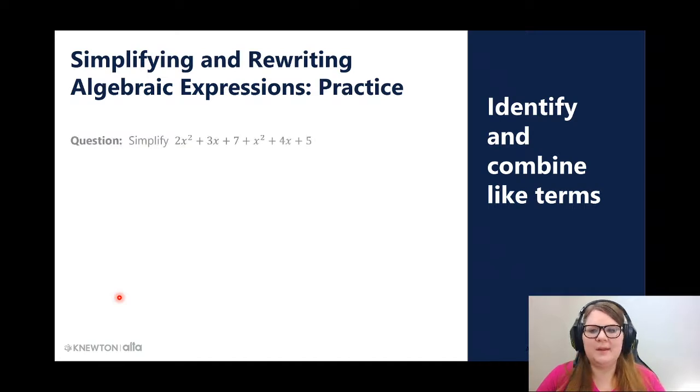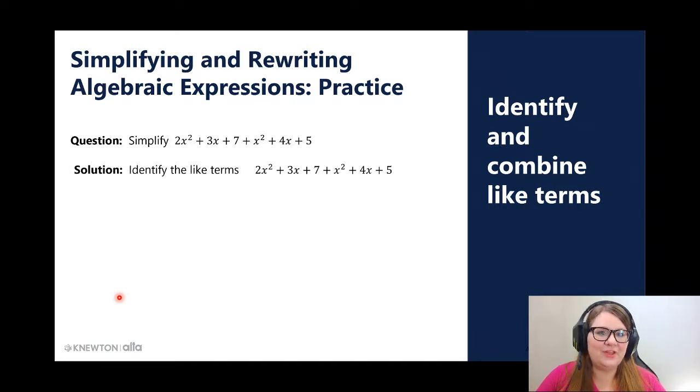So, practice problem. We want to simplify 2x squared plus 3x plus 7 plus x squared plus 4x plus 5. Okay. Seems slightly complicated, but it's not, promise. We're going to start by identifying the like terms. So notice that 2x squared is going to be grouped with x squared. 3x is grouped with 4x, and 7 is grouped with 5. So anything with x squared is in red, anything with just x is in blue, and anything that's a constant, so it doesn't have a variable, is in green.